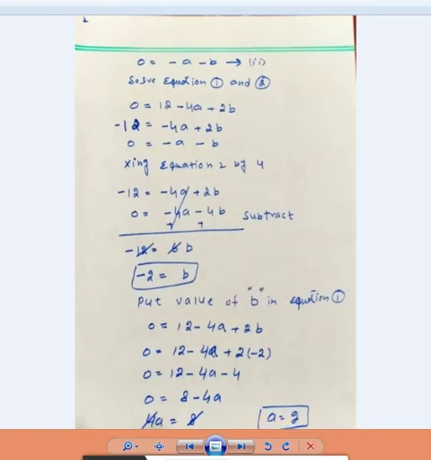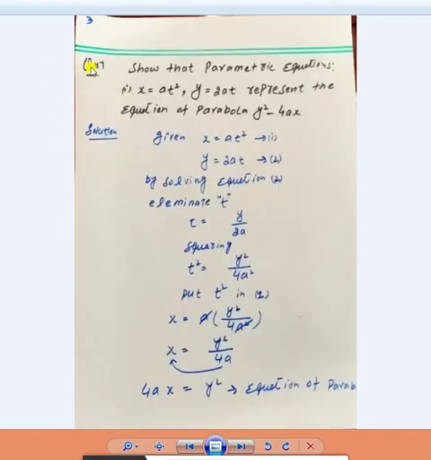So this is done, because we have got the value of a and b. Question number 7 is show that parametric equations. Students, we will discuss the parametric equation later.